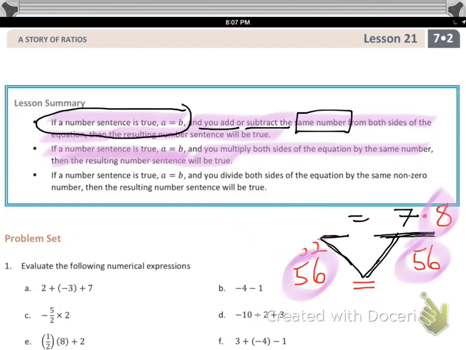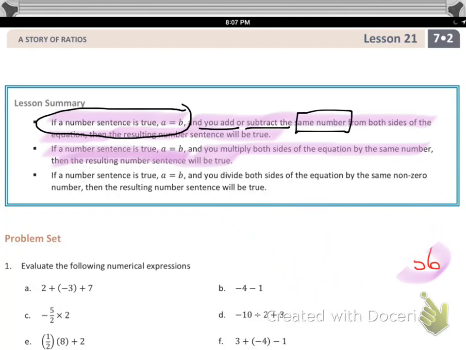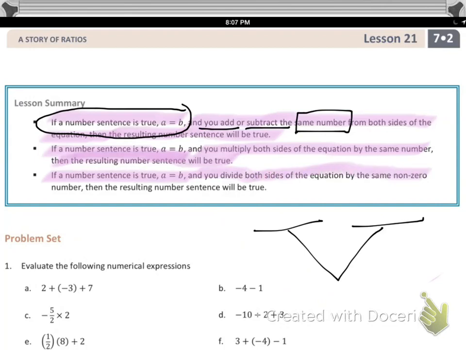All right, and again, we will see this, and we've done this in the past when we've tried to, if you remember, isolate x on one side or the other, and we've multiplied by the same number, and we've also done the next, which is dividing. So again, if a number sentence is true, a equals b, and you divide both sides of the equation by the same, in this case we have to add this idea, non-zero. Remember, we can't divide by 0. That is not an actual rational number. If you divide by the same non-zero number, then the resulting number sentence will be true.